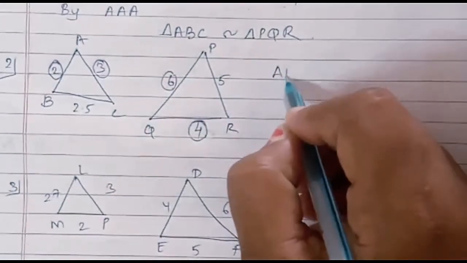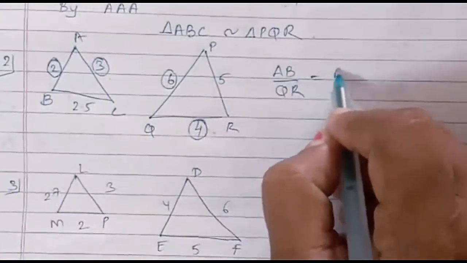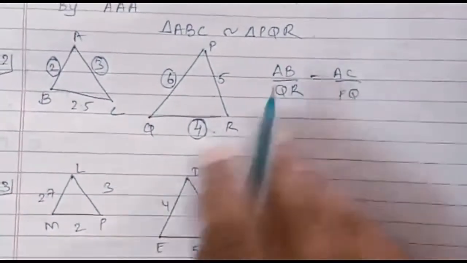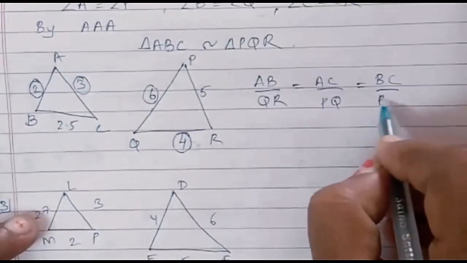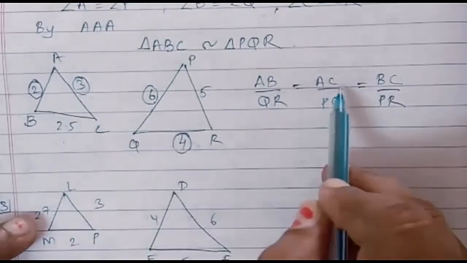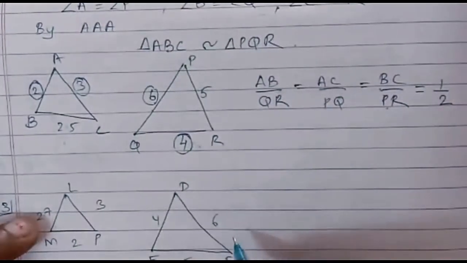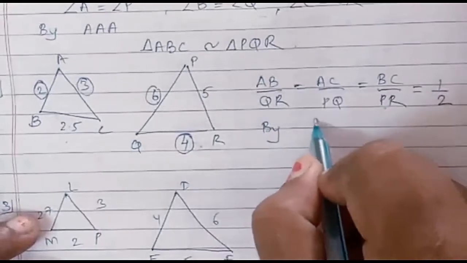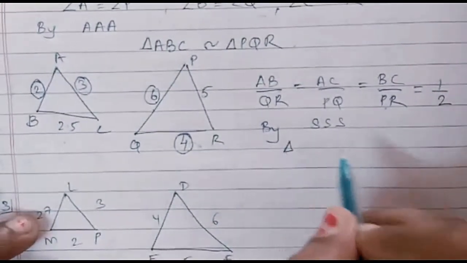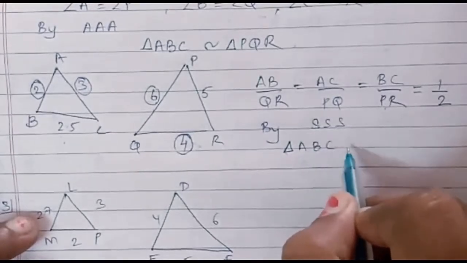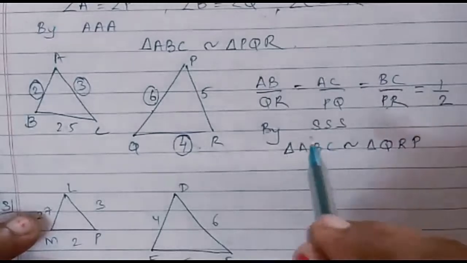So we can compare in this way AB by QR, that means 2 by 4 is equal to AC by PQ, that means 3 by 6 is equal to BC by PR, right? That means 2.5 is to 5, and all the three sides are having same ratio 1 is to 2. So it follows SSS rule, side side side, and we will get the correspondence ABC to triangle QRP. Now question arises, how it is QRP?